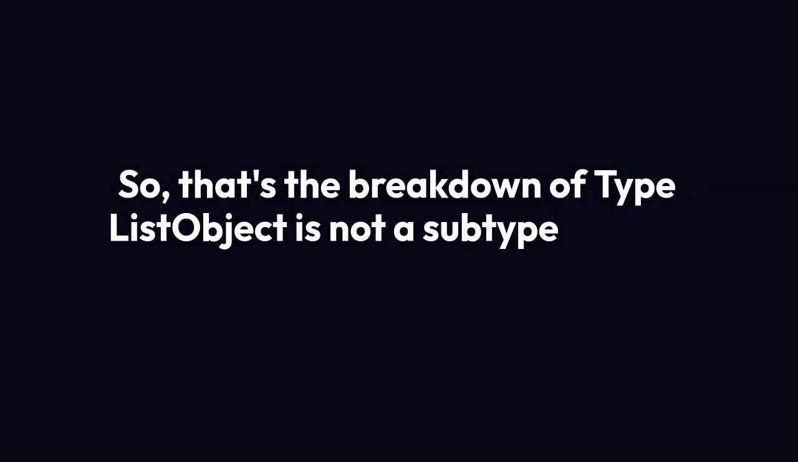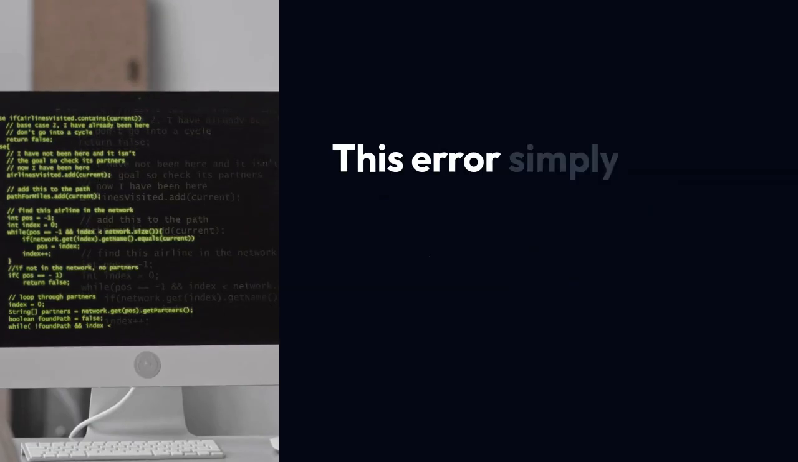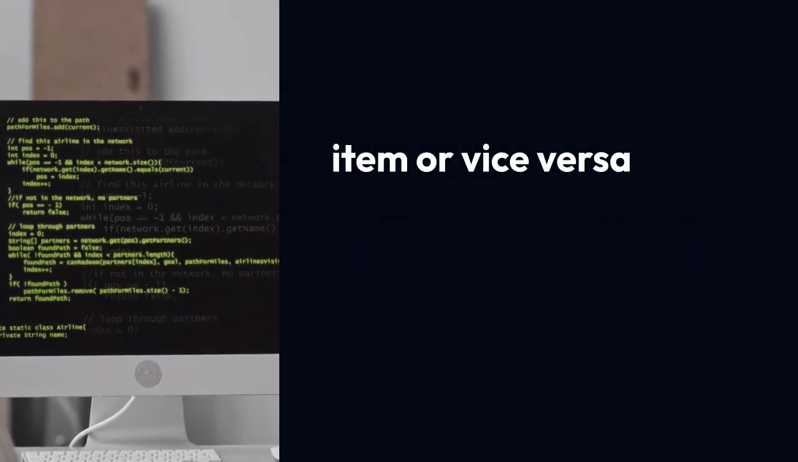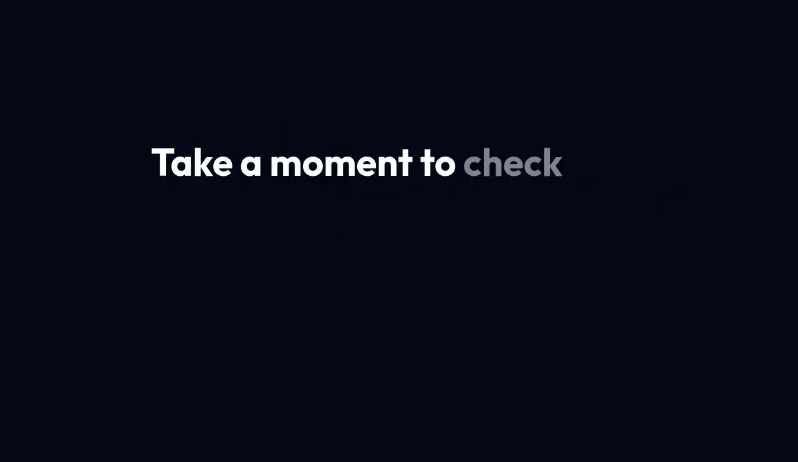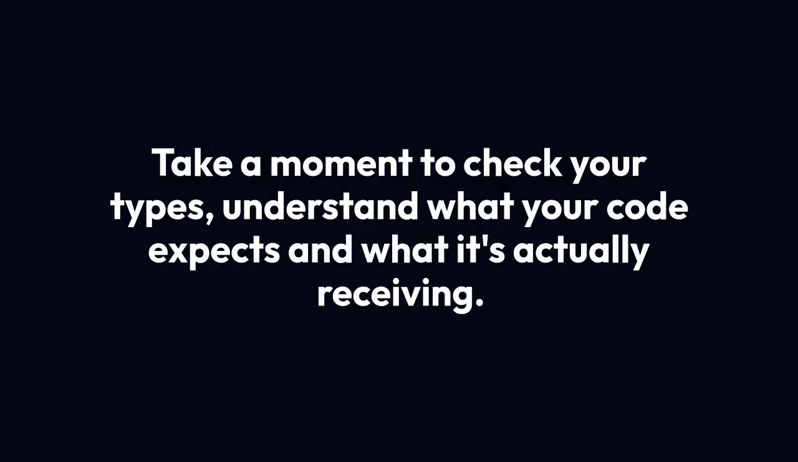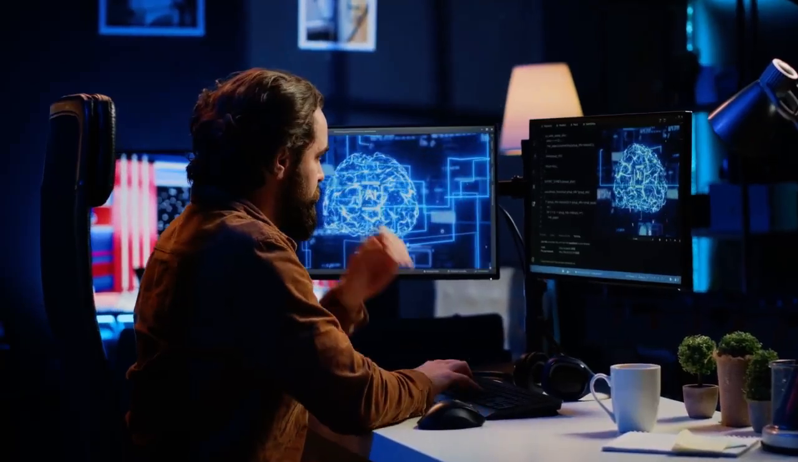So, that's the breakdown of type ListObject is not a subtype of type PigeonUserDetails in typecast. This error simply means you're trying to treat a list as a single specific item, or vice versa, in a way the compiler doesn't understand. Take a moment to check your types, understand what your code expects, and what it's actually receiving. Hopefully, this helps you debug your code faster and with more confidence.